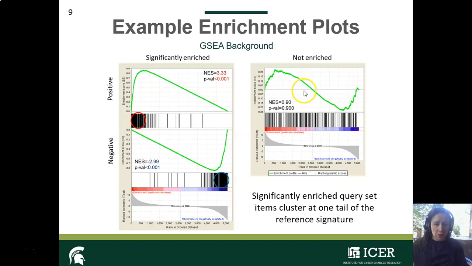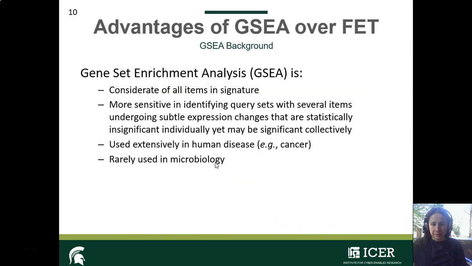If I have no enrichment whatsoever, I will see the genes somewhat evenly dispersed throughout the signature. My normalized enrichment score will be somewhere around 0, and my nominal p-value will be greater than 0.05. Okay, so this shows significantly enriched query set items, genes, will cluster at one end or the other end.